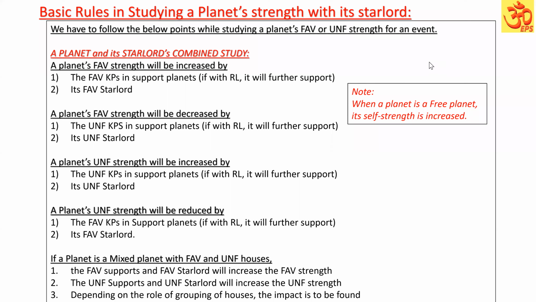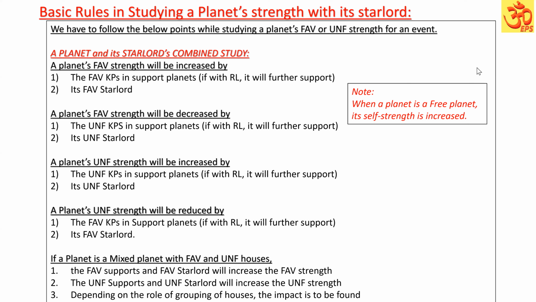Now, let me tell you some basic rules in studying a planet's strength with its star lord. When I was explaining the basic method of analysis, a planet will get some impact from the star lord, and the star lord will get some support or not from its own star lord and sublord. So there will always be a combined impact of a planet and its nakshatra lord.